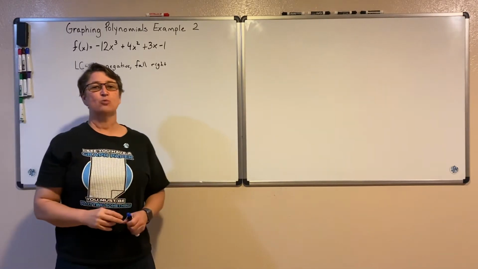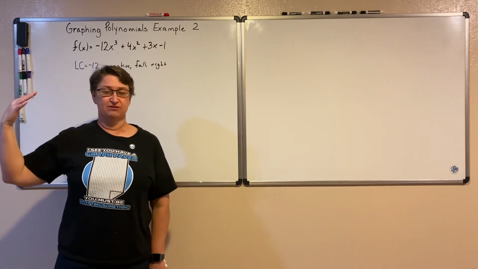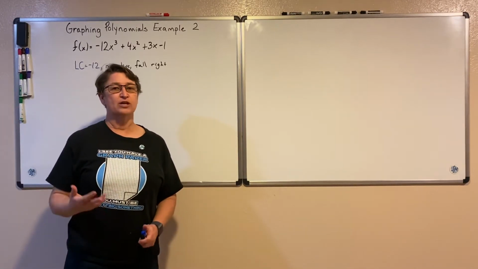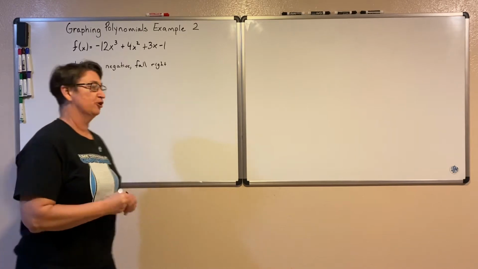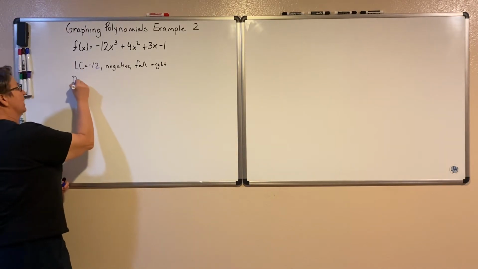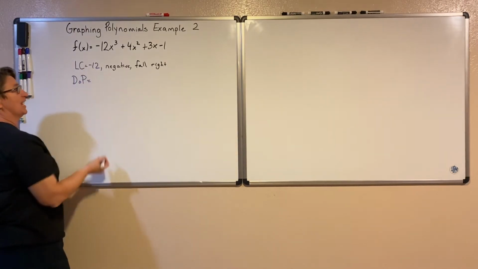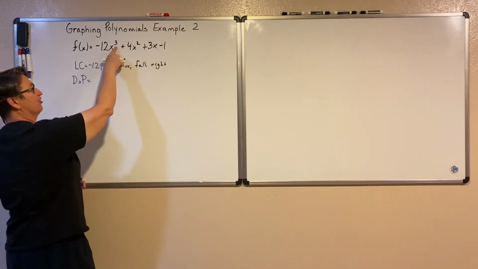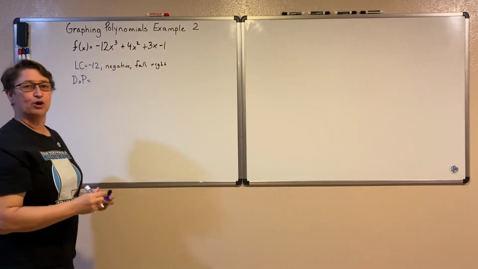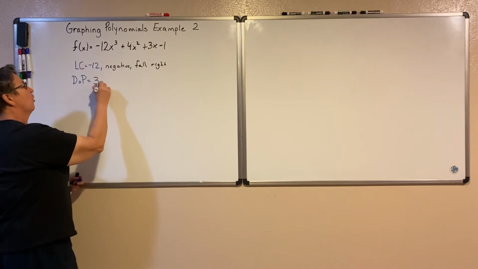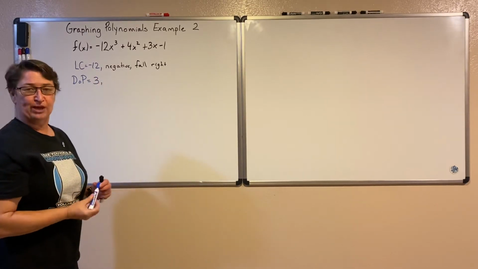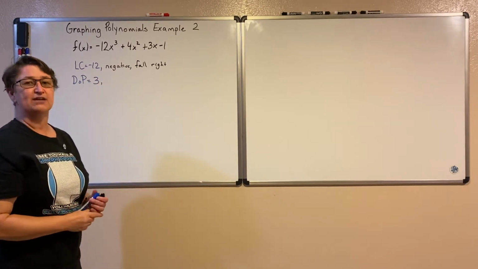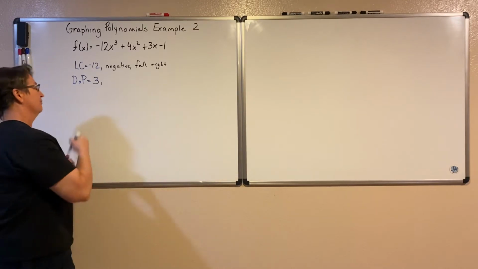Next, we want to know what's happening on the left-hand side. To find that out, we're going to look at the degree of our polynomial. The degree of my polynomial is just that highest exponent. This is a third-degree polynomial, or a cubic. What's important about that 3 is the fact that it is odd.